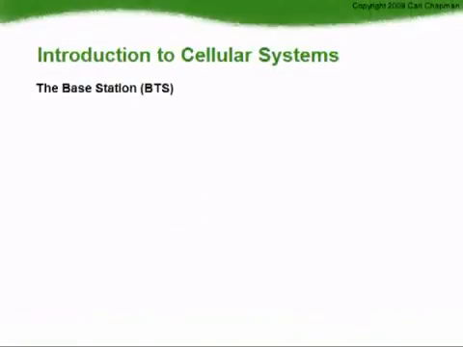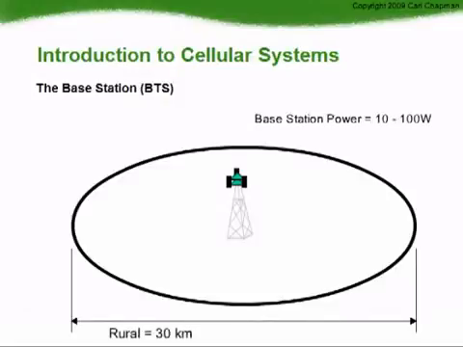Cellular systems use equipment called base stations, BTS, or cell sites to provide coverage. They can be identified by the towers that are used. The cell site is typically high power with 10 to 100 watts of output power. With the high output power and high towers, the base station can have a range of up to 30 kilometers in rural areas. The range of the base station is designed using the number of subscribers in the area. In urban areas with high subscriber densities, the base station may have a range as small as 500 meters.